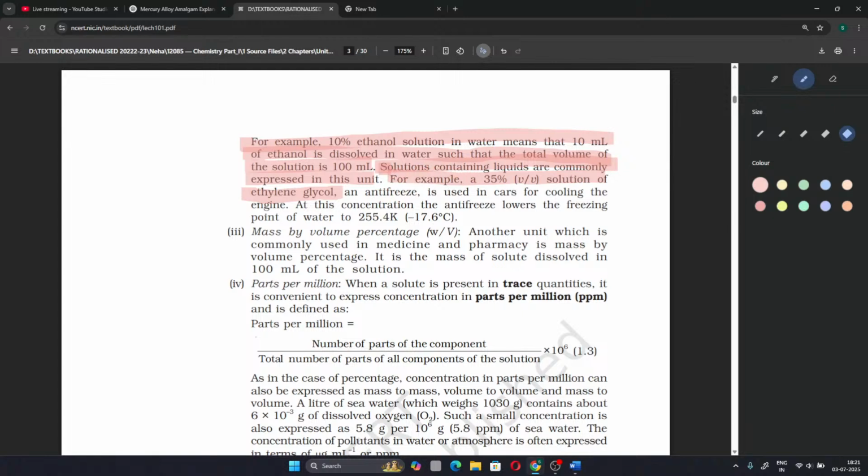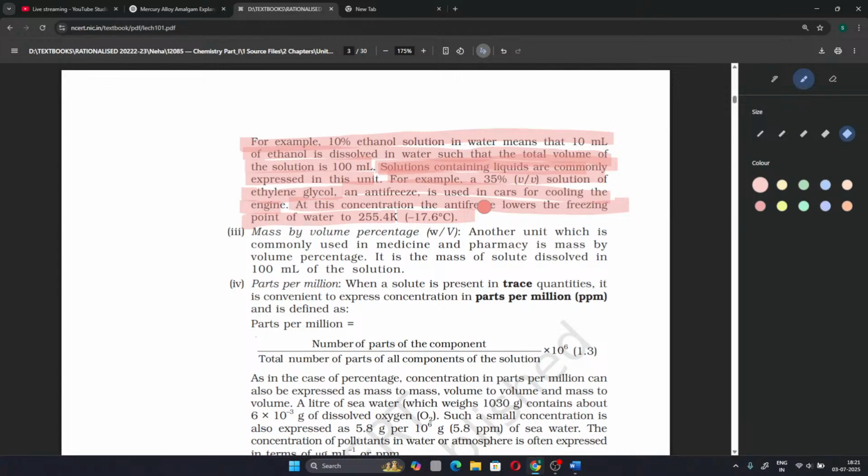Basically, as I said before, this is used in solutions containing liquids. For example, a 35% volume by volume solution of ethylene glycol, an antifreeze used in cars for cooling the engine. At this concentration, the antifreeze lowers the freezing point of water to 255.4 K, which is minus 17.6 degrees. This is a point to be remembered.